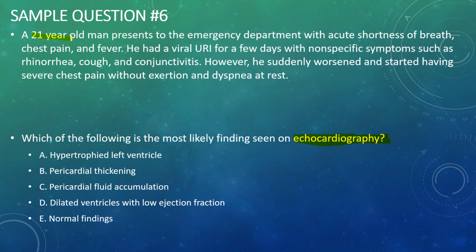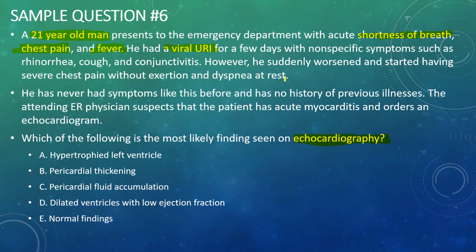So, a 21-year-old man presents to the emergency department with acute shortness of breath, chest pain, and fever. So he has shortness of breath, so dyspnea. He also has chest pain, and he also has fever. He had a viral URI for a few days with nonspecific symptoms such as rhinorrhea, cough, and conjunctivitis. So preceding this shortness of breath and chest pain, he had a viral URI. However, he suddenly worsened and started having severe chest pain without exertion and dyspnea at rest. He's never had symptoms like this before and has no history of previous illnesses.